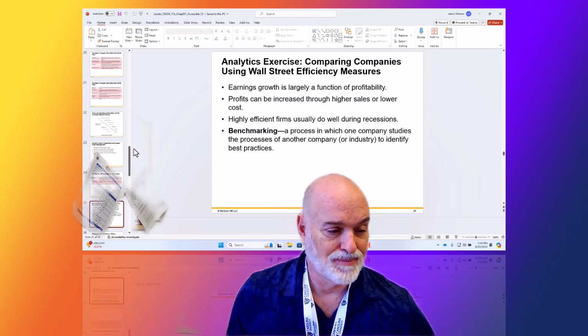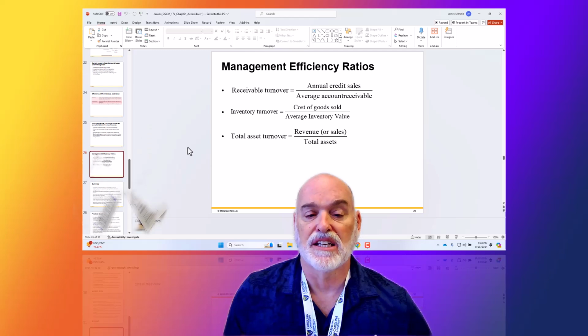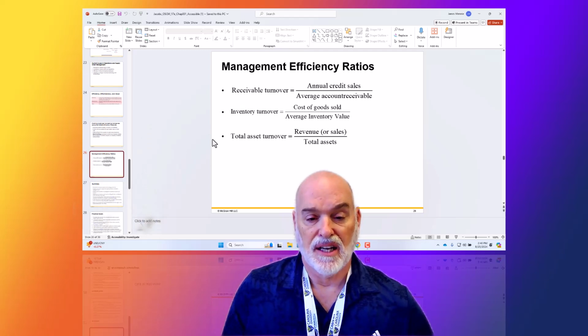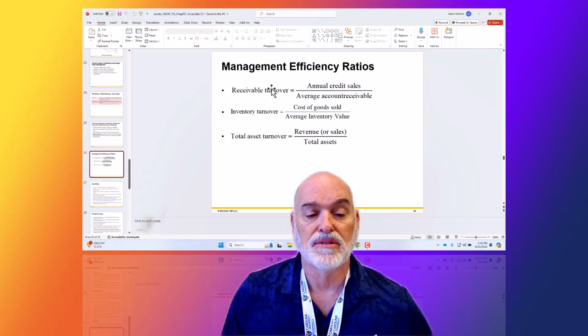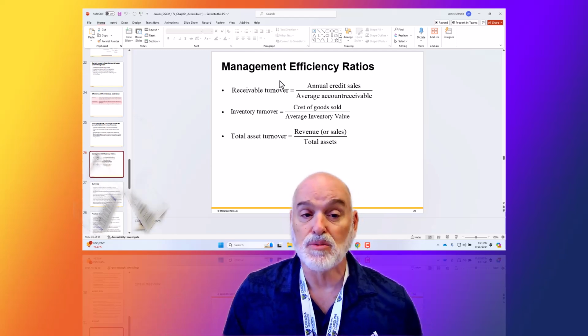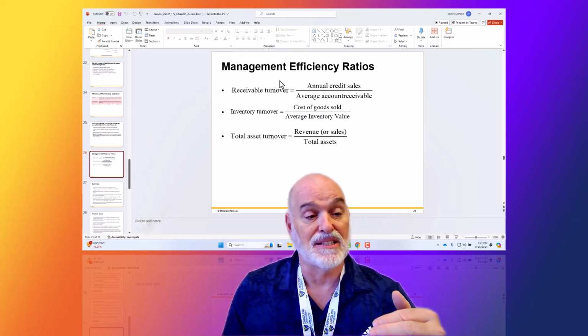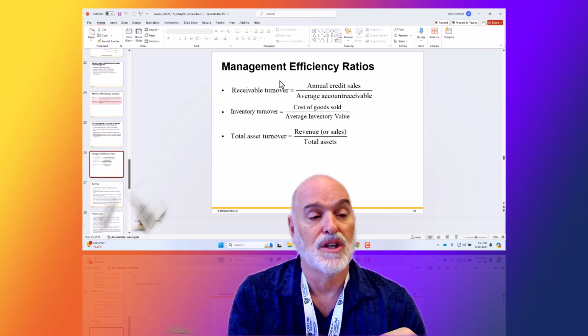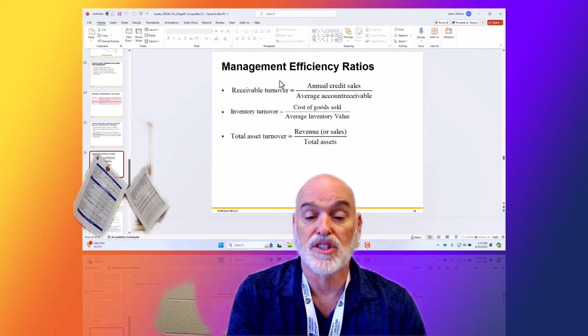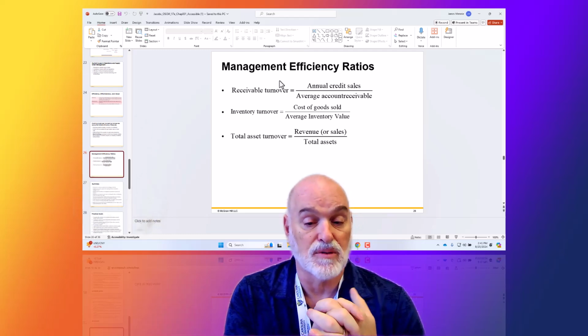Moving forward, management efficiency ratios. These three formulas, receivable turnover, inventory turnover, and total asset turnover, are important management efficiency ratios. And these are good for deciding whether or not you want to do business with the company, whether you want to work for a company, or if you want to invest in a company. These ratios are important because they tell you a particular story. So for receivables turnover, you divide annual credit sales by the average accounts receivable.